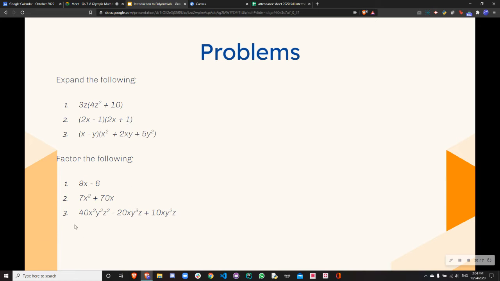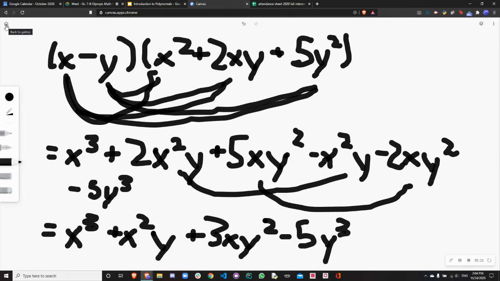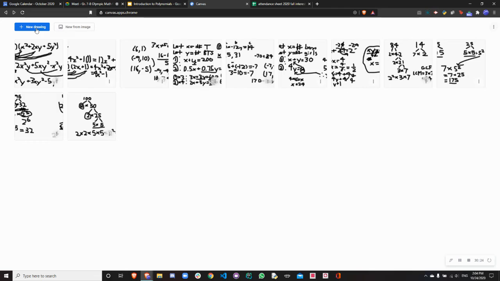Now let's look at the factoring problems. Let's look at question 1. 9x minus 6. Let's have a new drawing. All right, can someone tell me the greatest common factor between 9x and 6, or negative 6? Or just look at the greatest common factor between 9 and 6. So we're trying to look for a term to factor out for these two terms.